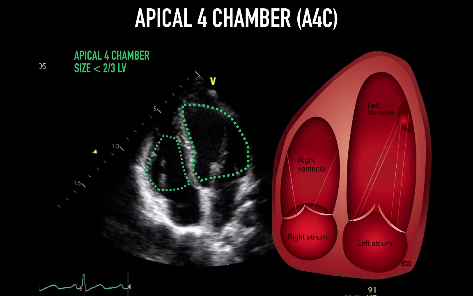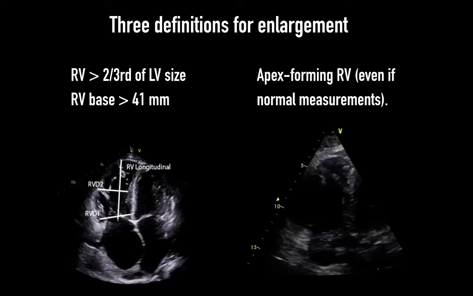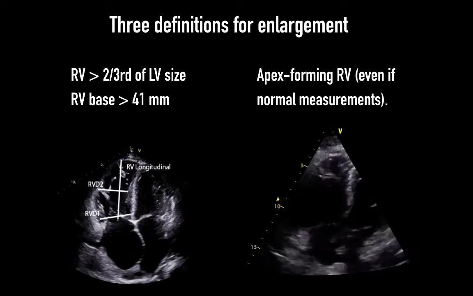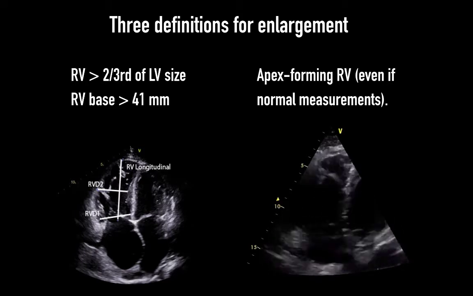If the RV forms the apex, which is seen more often in chronic RV dysfunction. Again, we can see here that an RV size greater than 2/3 is considered to be significant for RV dilation, and an RV base measurement greater than 41 millimeters is suggestive of RV dilation. On the right, we can see that if the RV forms the apex, even with normal measurements, this is considered to be significant for RV enlargement.